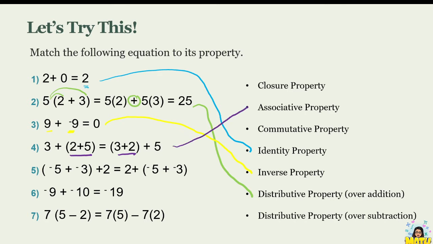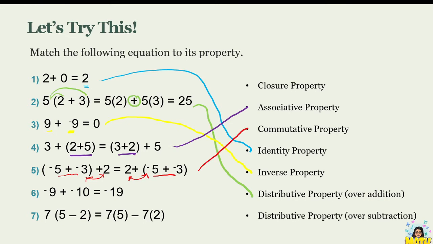Number 5, negative 5 plus negative 3 plus 2, that is equal to 2 plus negative 5 plus negative 3. Kung mapapansin nyo dito, pareho pa rin namang nakagroup si negative 5 at si negative 3, pero ang nabago is yung order ng mga numbers. Since the order changed, but it will have the same result, this one is commutative property.